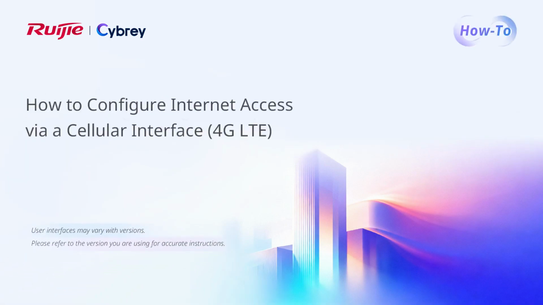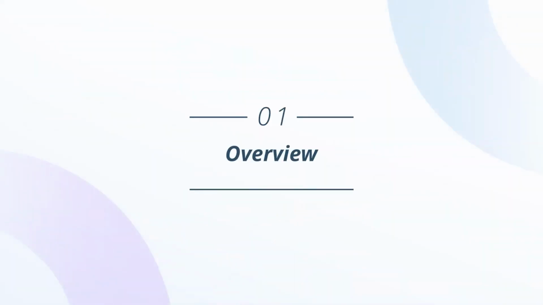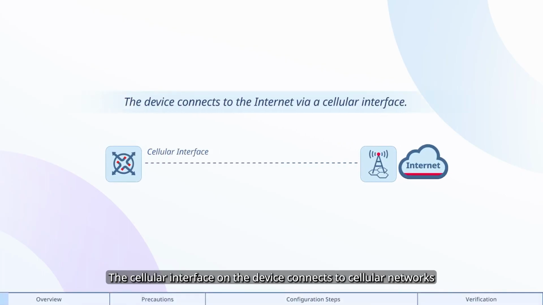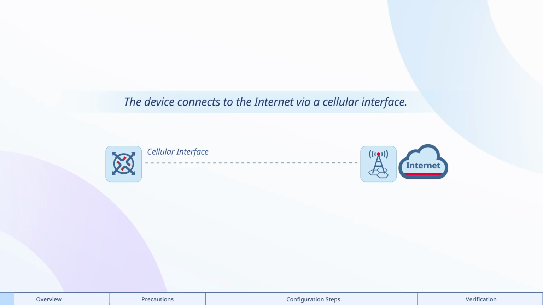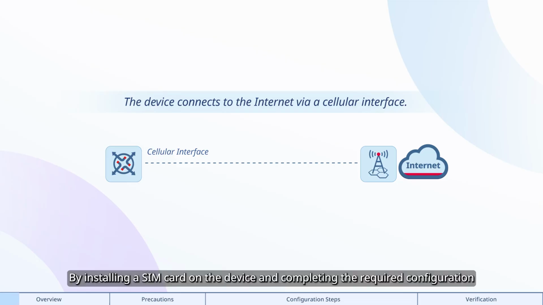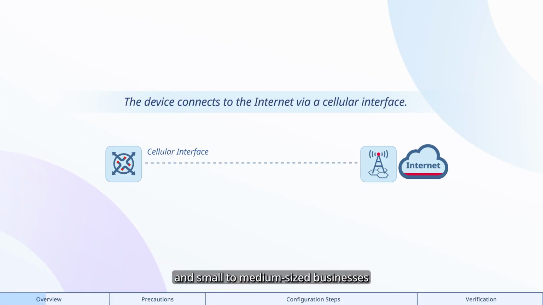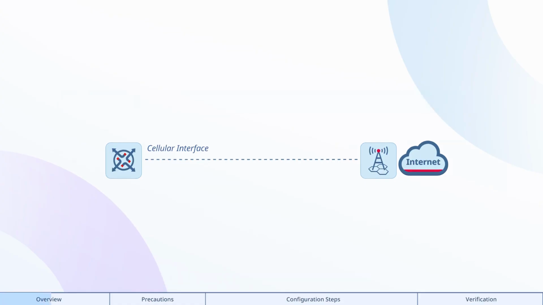This video demonstrates how to configure the device to access the internet through a cellular interface over a wireless link. The cellular interface on the device connects to cellular networks, such as 4G networks. By installing a SIM card on the device and completing the required configuration, you can enable the device to connect wirelessly to the ISP network. This provides broadband connectivity for enterprise branch offices and small to medium-sized businesses.